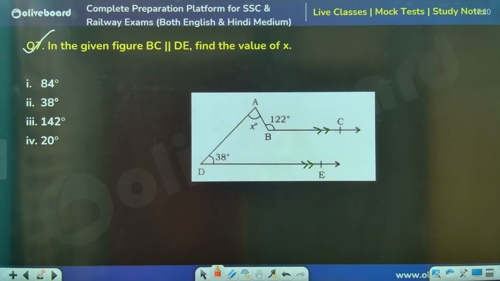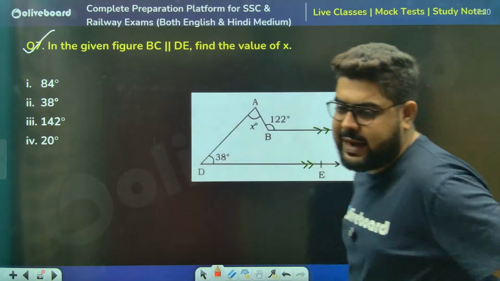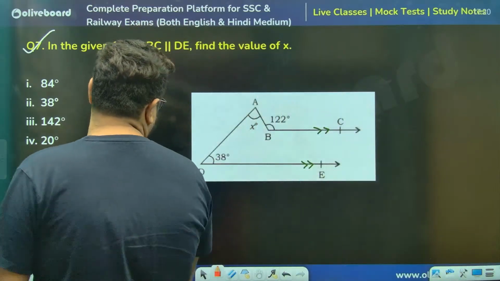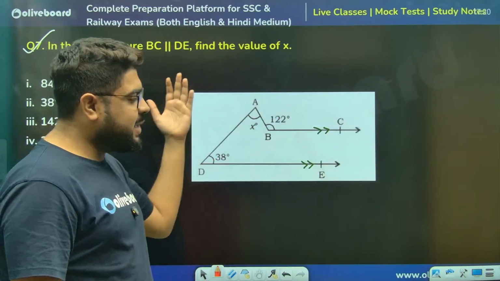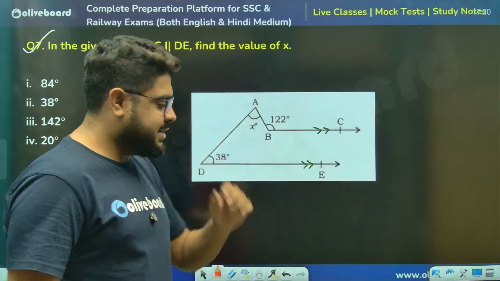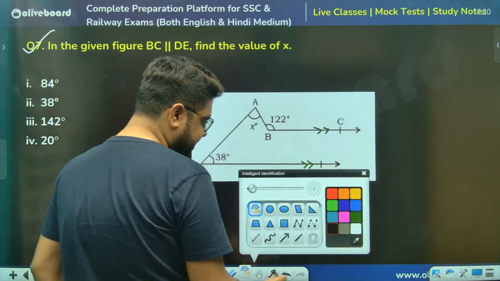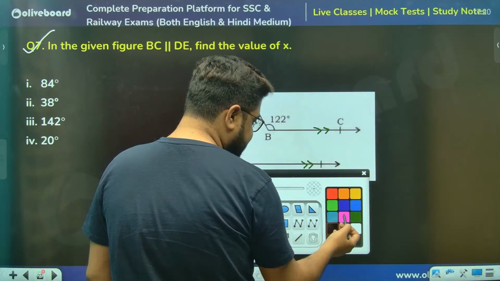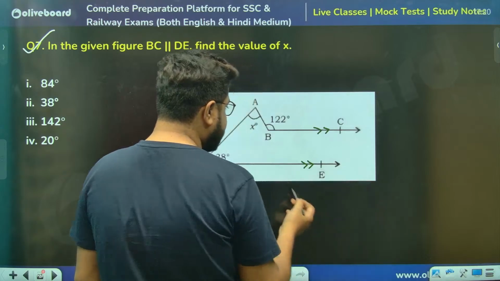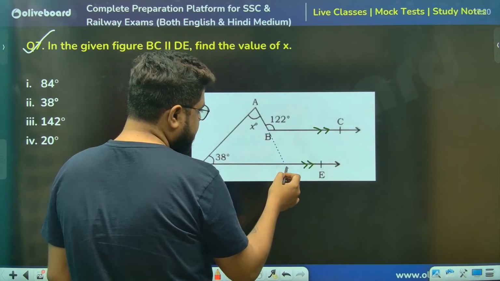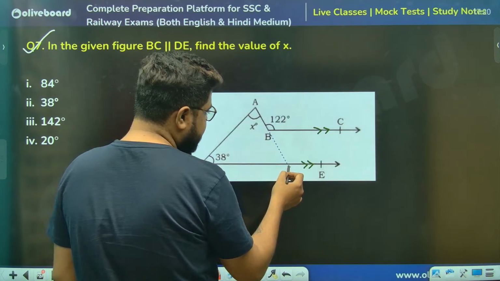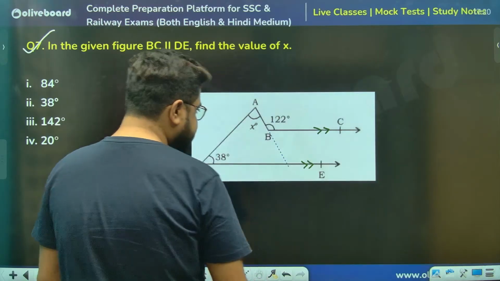You need to do a little construction. That is the only hint that I can give you. Acha, I am getting 84. I have got two answers, 84. If you do a very small calculation, this becomes very easy. I'm just completing this triangle.